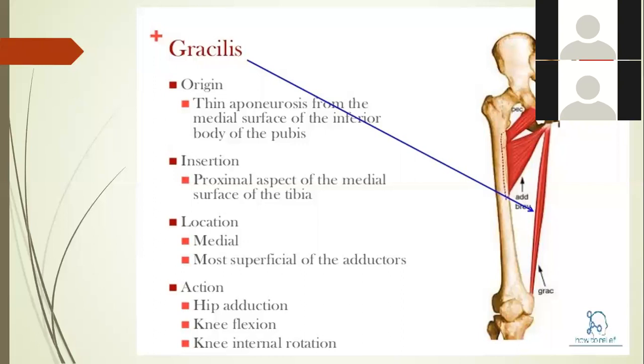It also crosses the knee joint. Its other action at the knee joint is flexion and medial rotation. Or you can say it flexes the leg at the knee joint. So at the hip joint, it causes adduction of the thigh, and second, it causes flexion and medial rotation of the leg at the knee joint.